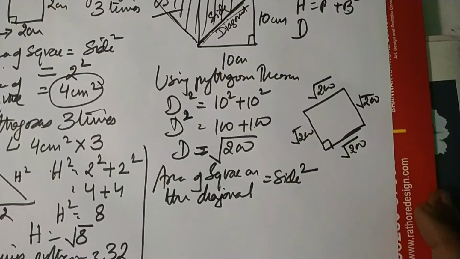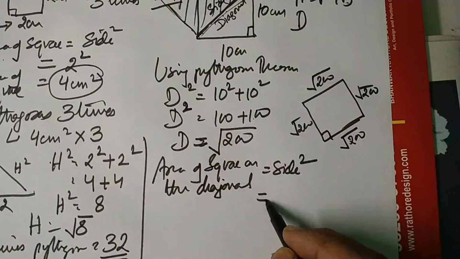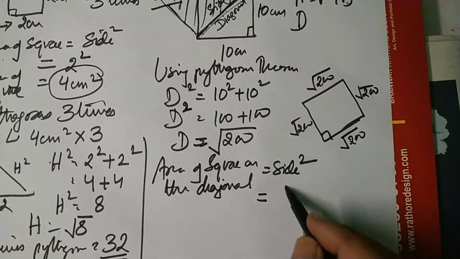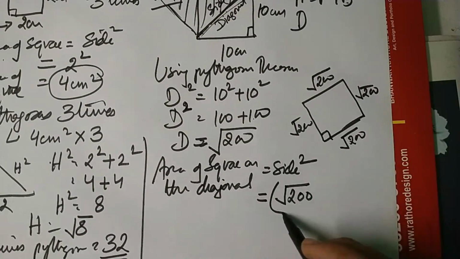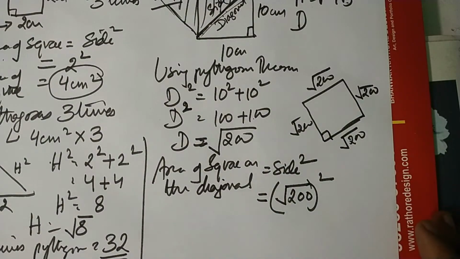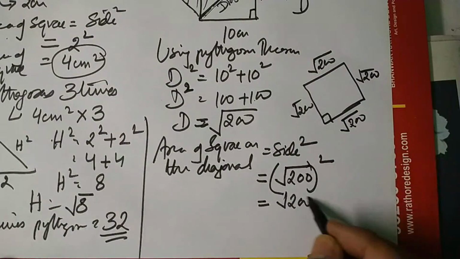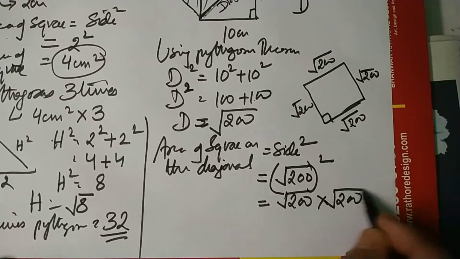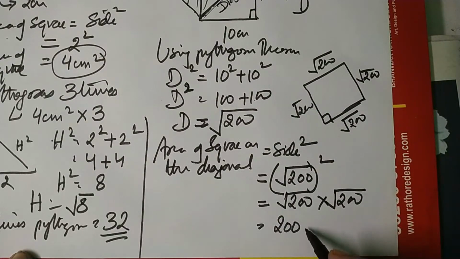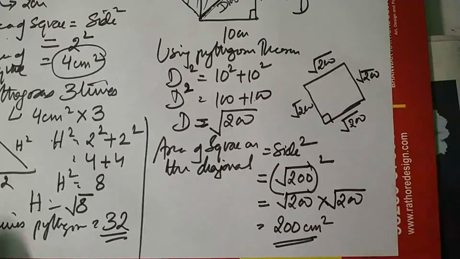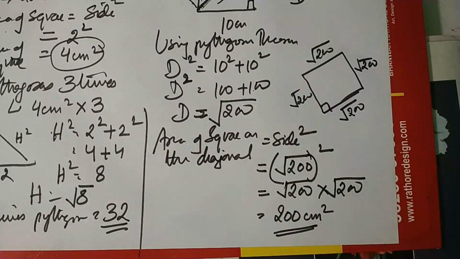So what is the area of this square? Area of the square is side square. What is the side? Under root of 200. So I will do under root of 200 into under root of 200. The answer is 200 centimeter square. Understood how it came to 200? Yes, 200.